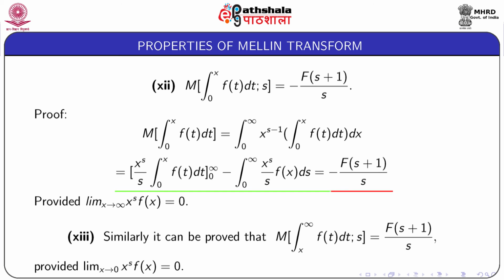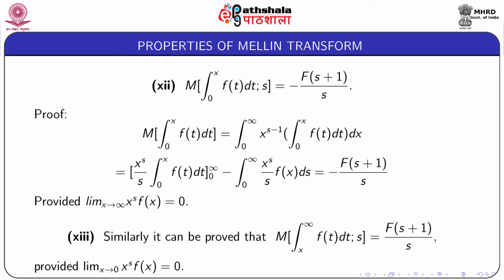This is equal to minus of capital F(s plus 1) by s. If we assume that the limit x tending to infinity of x to the power s f(x) is equal to 0, so that the first term vanishes, and this term is the Mellin transform of f(x), which can be written as capital F(s plus 1) by s. So, we have proved this result.